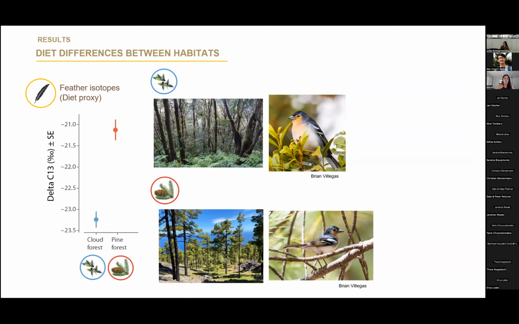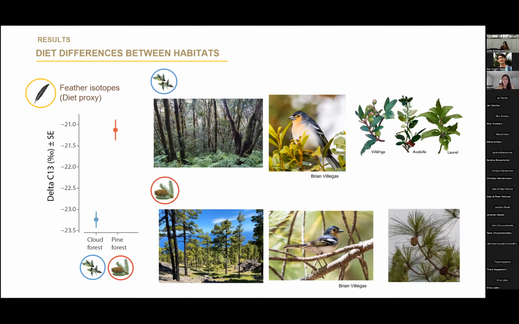So now moving to the results regarding the differences in diet using the feather isotopic composition, we detected differences in the carbon-13 isotope among habitats, with more depleted values in the cloud forest, which is consistent with more humid habitats. These results confirm that they don't just inhabit different environments, but that they also eat different things. For instance, in the cloud forest, when we capture the birds, they have berry paste in the bill, and in the pine forest, we have observed them eating directly from the pine cones.